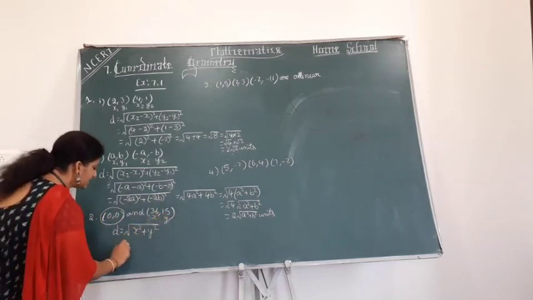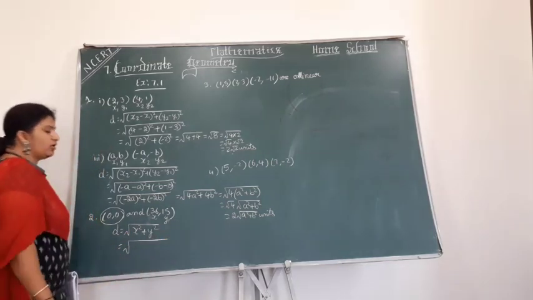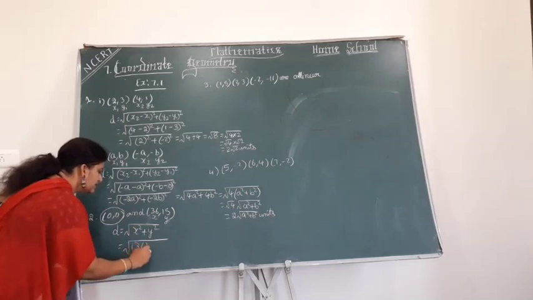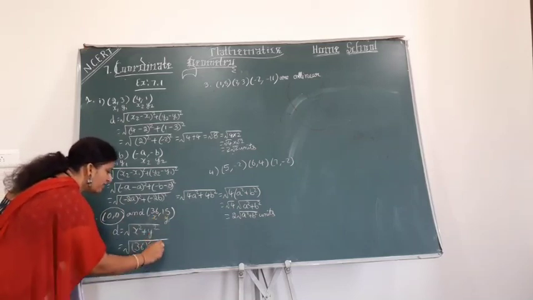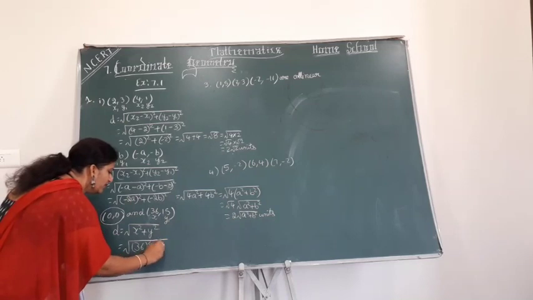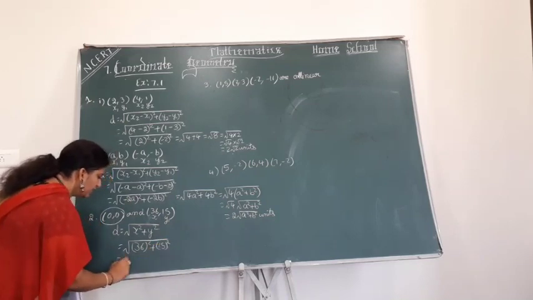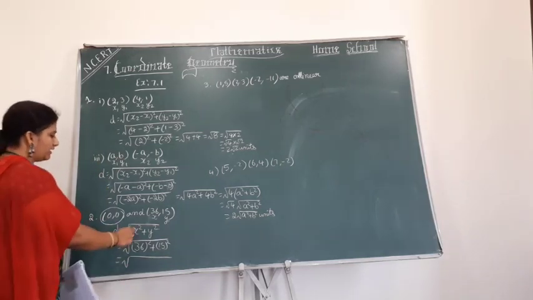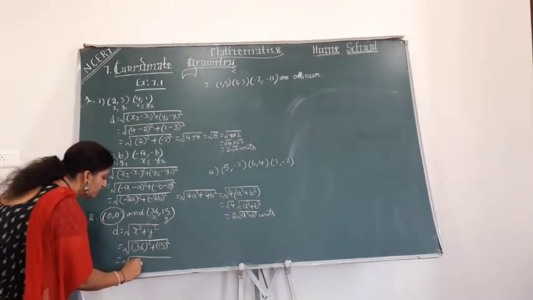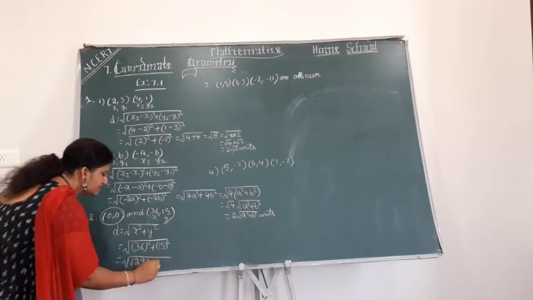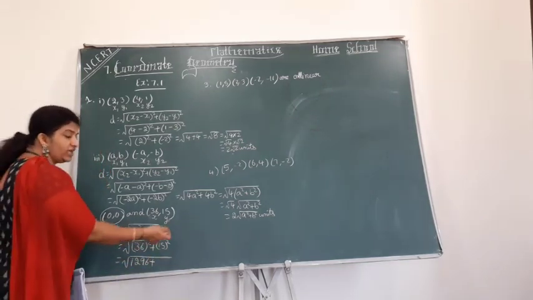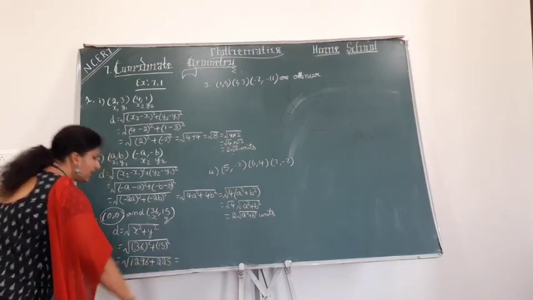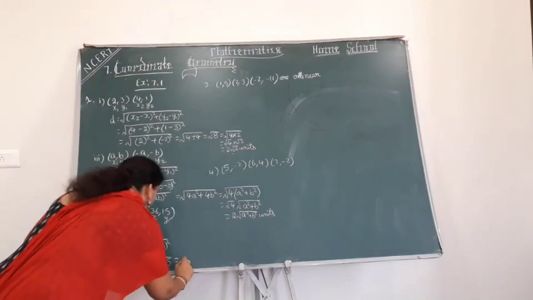D is equal to square root of x square plus y square. What is your x value here? 36. 36 whole square plus what is your y value? 15. 15 whole square. When we do this, what is your 36 whole square? 36, it will be 1296. What is 15 square? It will be 225. Just add these two.